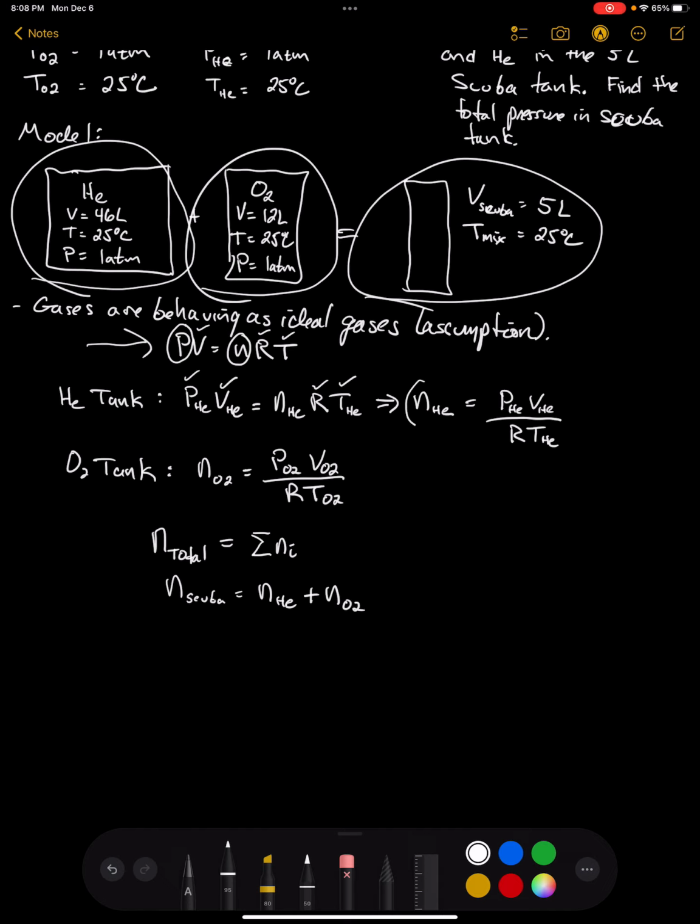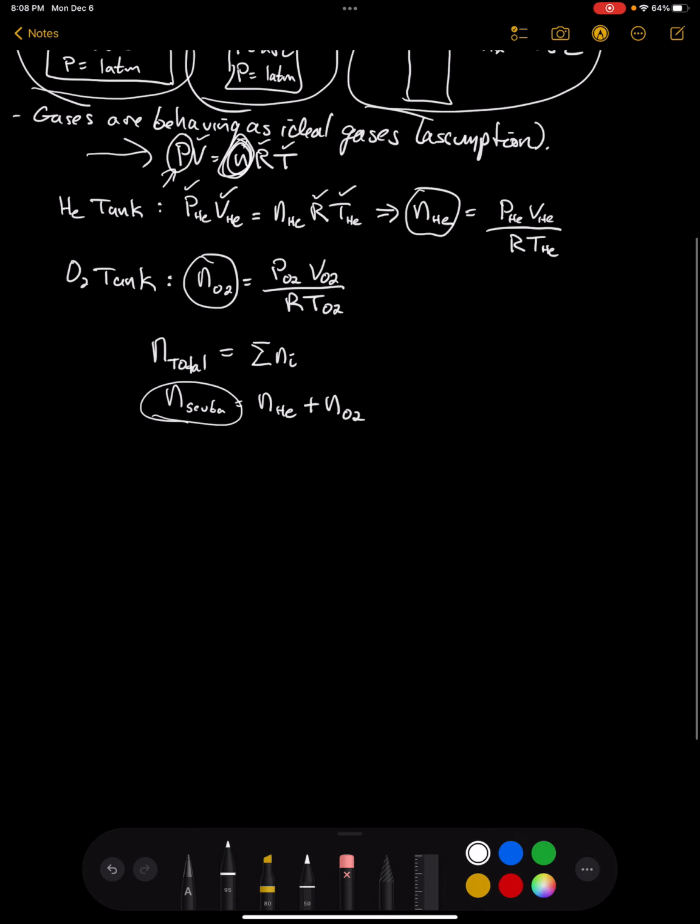And I know the number of moles of helium, and I know the number of moles of oxygen. So I can determine the number of moles in my scuba tank, which now gives me this N in my ideal gas equation, which then allows me to solve for the total pressure. So let's go ahead and do it.